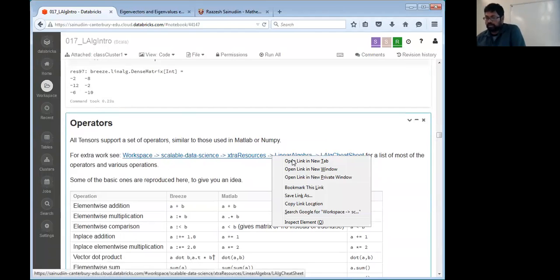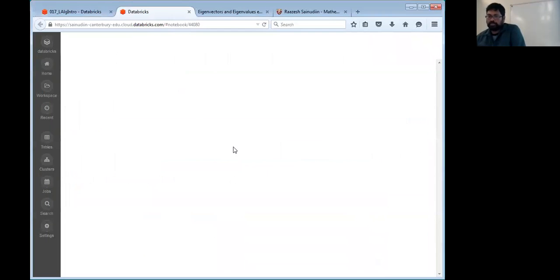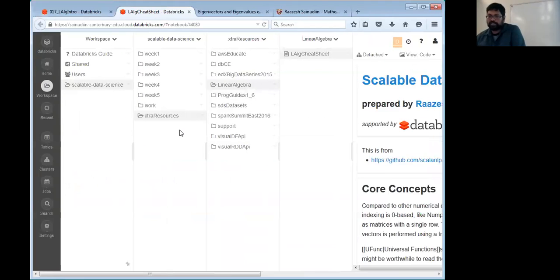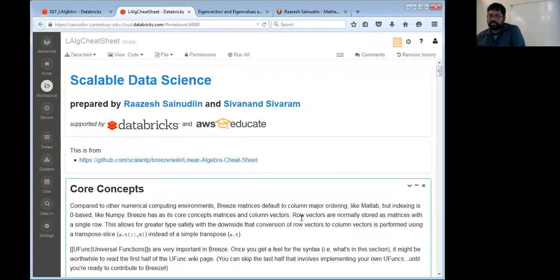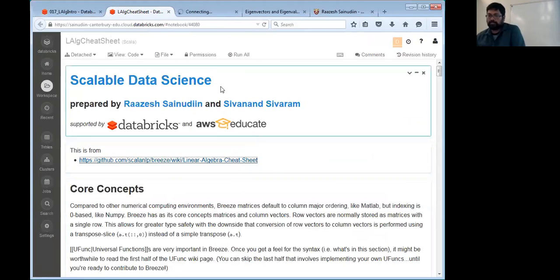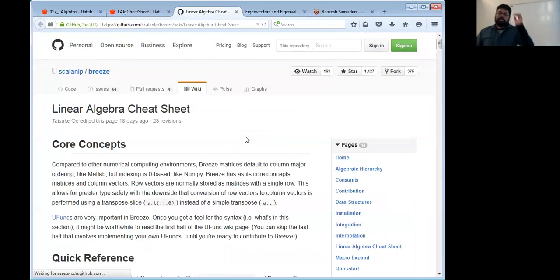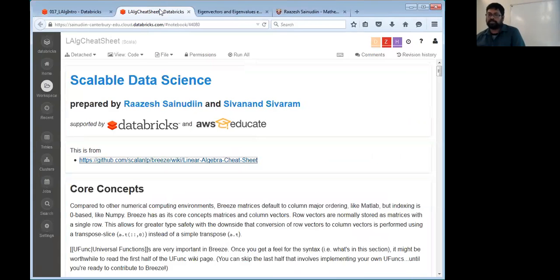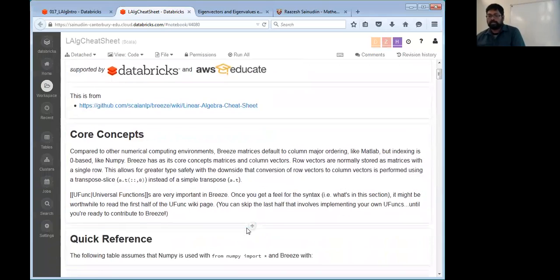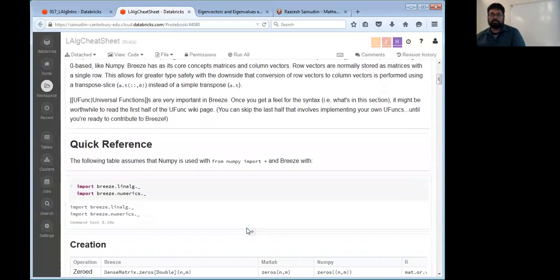If you go here, this is what I was saying. This is a linear algebra cheat sheet, in the extra resources on linear algebra. It's from the Scala natural language processing Breeze library's linear algebra cheat sheet. It's quite good. What we've done is wget it with absolute links, then use pandoc to convert it to markdown, and then put the markdown after manual edits directly into this Databricks notebook, so the idea is it'll help you directly interact and learn.